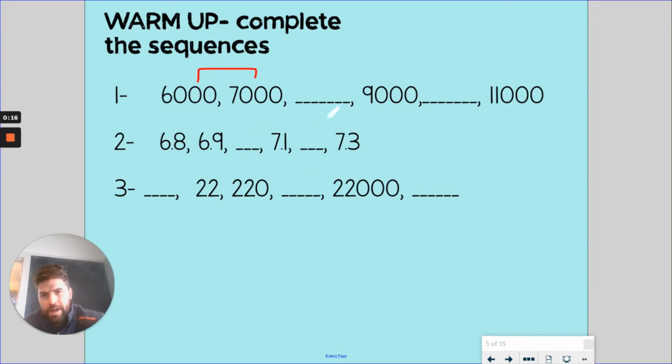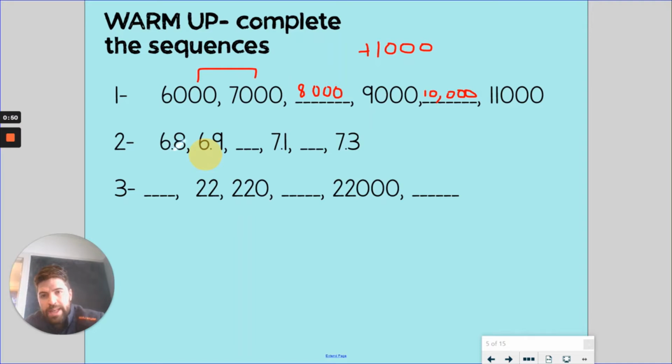Okay, so here come the answers. Let's see if you got the same as me. The first one, we're increasing by 1,000. Every time the number is increasing by 1,000. So the missing number, 6,000, 7,000. We're going to add 1,000 and get 8,000. Then we're going to add 1,000 and get to 9,000. The next one is going to come in at 10,000. And then lastly, 11,000.